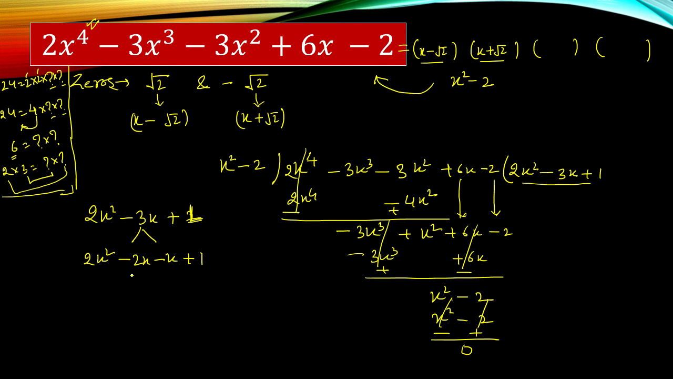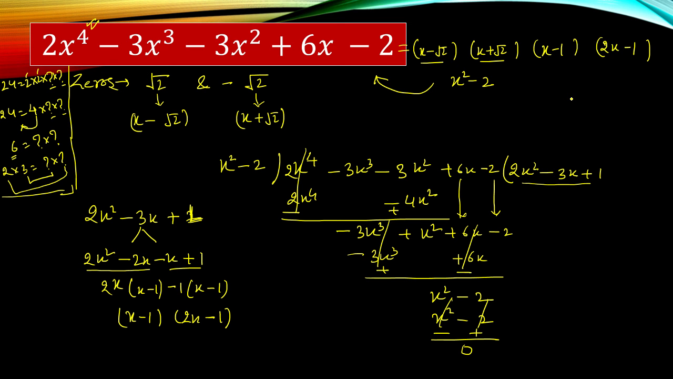So to find the factors, taking 2x common from the first two terms, we get x minus 1 as a factor. Taking minus 1 common from the last two terms, we also get x minus 1. So we find the factors are x minus 1 and 2x minus 1.